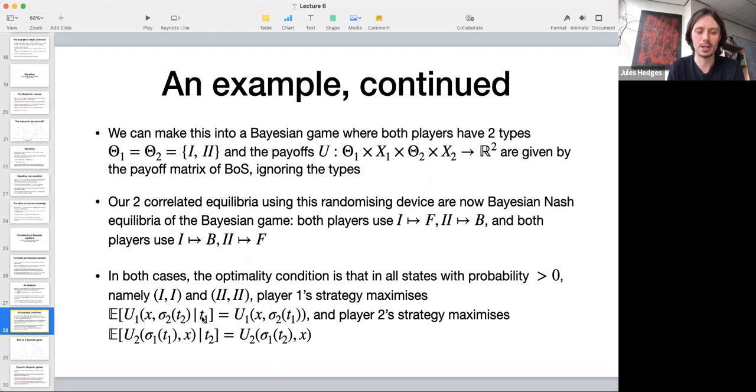And in both cases, because the types are completely correlated, given T1, we know that T2 is equal to it. T1 and T2 are the types of the two players. So we can calculate this expectation just by plugging in. The expected payoff for player one, given their type, is given by plugging in player two's strategy for player one's type, because player one knows that player two's type is the same type.